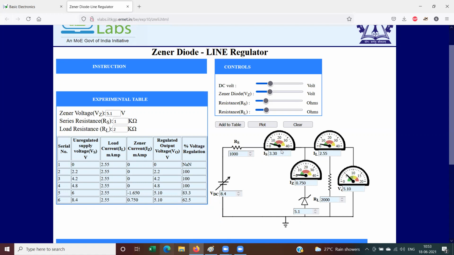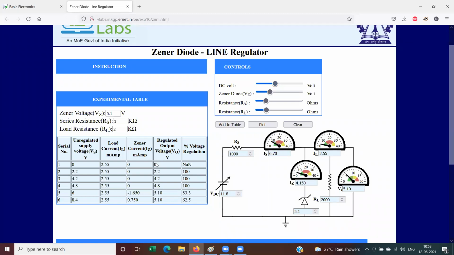IS into RS. By the way, this IS is in milliamps. So IS into RS would be 3.3 volt. Subtract 3.3 volt from VDC, you get 5.1, which is the voltage here as measured by this computer. Right? So you can keep increasing and see that this is valid every time.